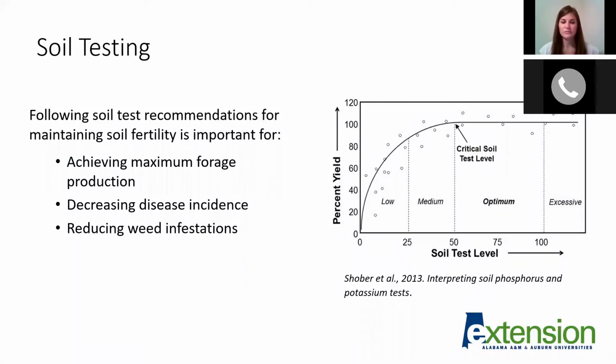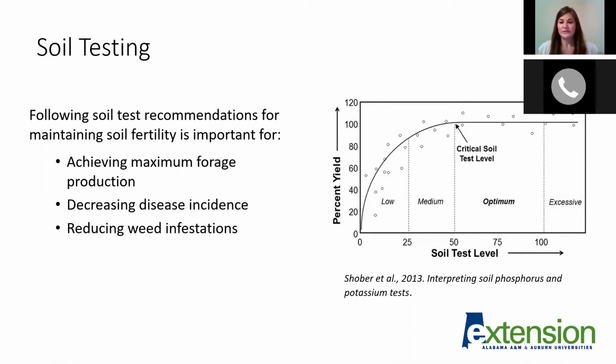So the best way to find out what nutrients you need in your soil is through soil testing. Following soil test recommendations for maintaining fertility is important to help producers achieve their maximum forage production, as well as decrease disease and weed infestations in fields. Because if we have a good stand of healthy forages, that helps protect against some of those weed and disease problems.